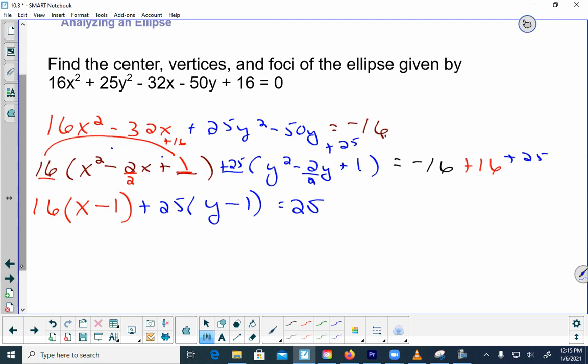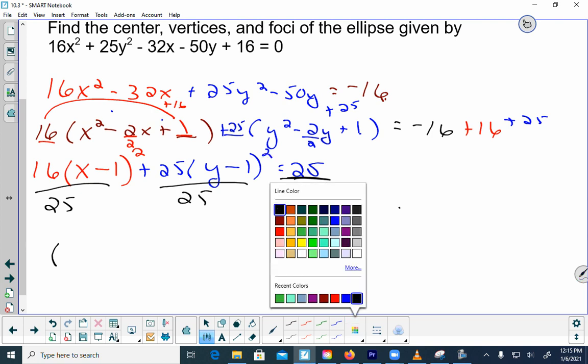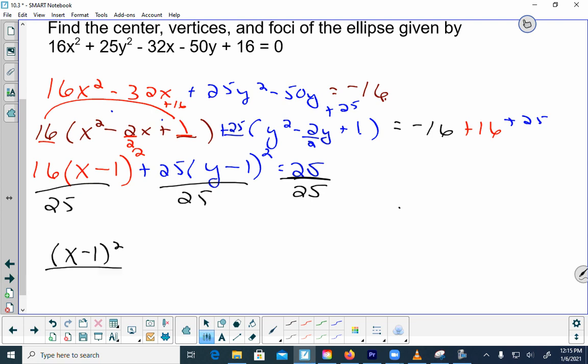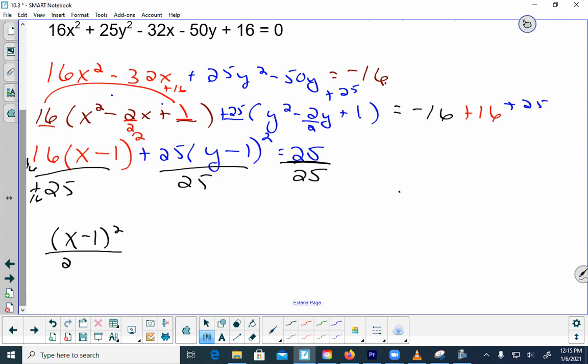Remember, in order for these to be in standard form, this has to be equal to 1. So I'm going to divide by whatever number this is. So in this case, it's 25. So I'm dividing everything by 25. When I do that, I'm going to end up, oh, forgot my squares, so I'm going to have x minus 1 squared over, and then we're going to divide both the numerator and denominator by 16, so I'm going to have 25 over 16 plus y minus 1 squared over 1, and that's going to equal 1.